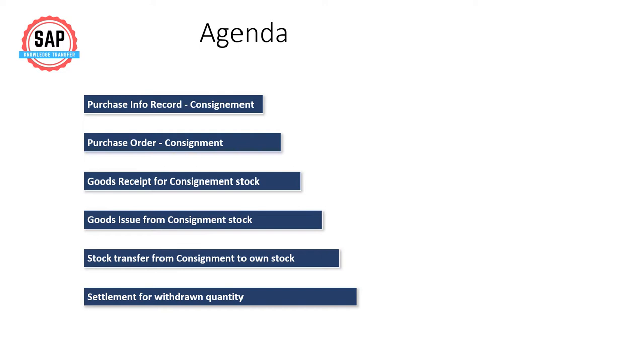So what is the consignment process? The consignment process is where the vendor provides the material and stocks it on the company premises. The vendor remains the legal owner of the material until the company withdraws the material from the consignment stock. Let's see it practically.